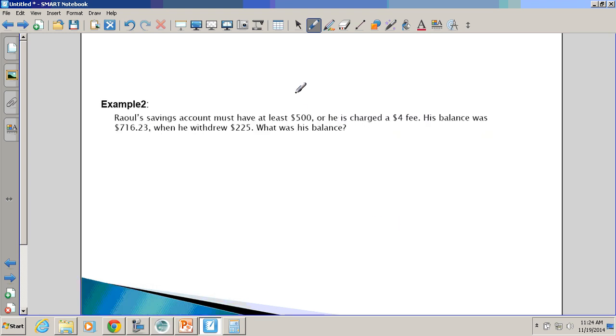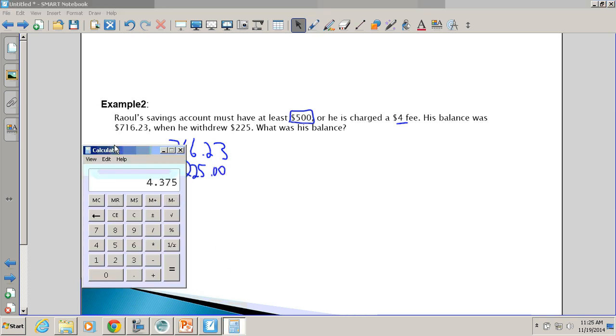Example 2. Read through this, pause the video. Okay, so he has a savings account, and he has to have at least $500 or he gets a penalty. So it's like that money market account. His fee, if he goes under $500, is $4. All right, so he starts out with $716, and he takes away $225. So if I start with $716 and I subtract $225, Raul here hopes that it's still greater than 500. Many of you can already see that it's not going to be, but let's see.